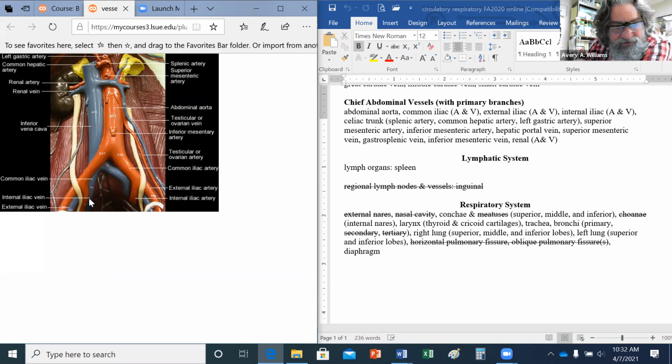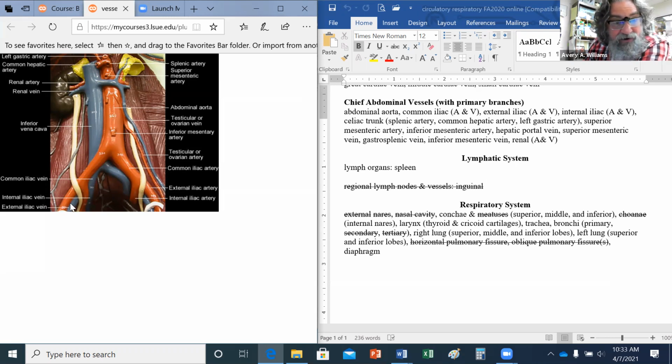And then there are divisions, the small ones that stay inside the pelvis. Those are the internal iliacs. So this little red one on the inside would be the left internal iliac artery, left internal iliac vein, right internal iliac vein, right internal iliac artery.